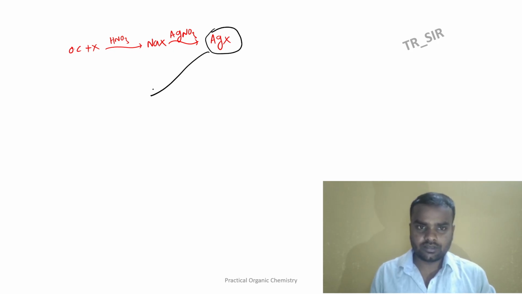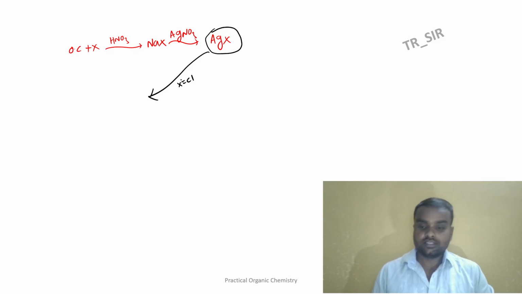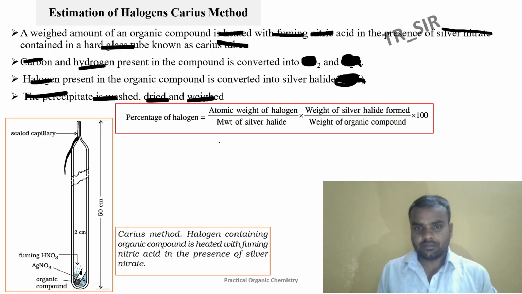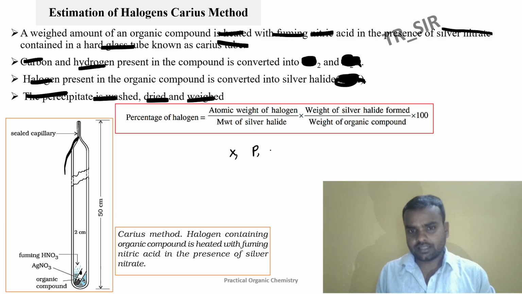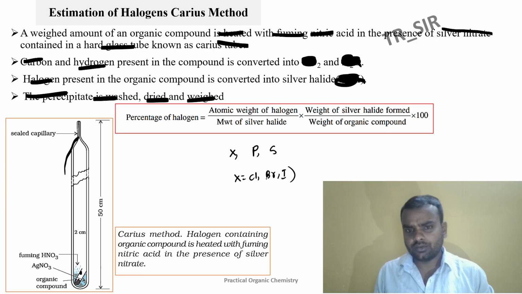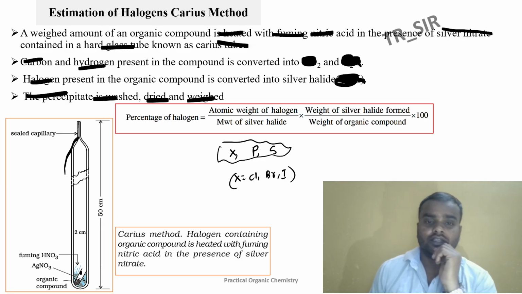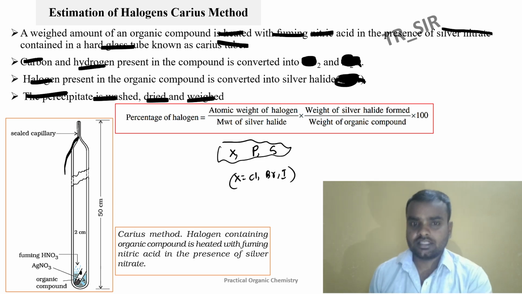First, for example, if X is equal to Cl, right? See here, the Carius method can be used to find out the percentage of halogens, phosphorus, sulfur. Here X is equal to chlorine, bromine, iodine. These three elements we can use the Carius method for, to find out the percentage of phosphorus, halogen or sulfur.